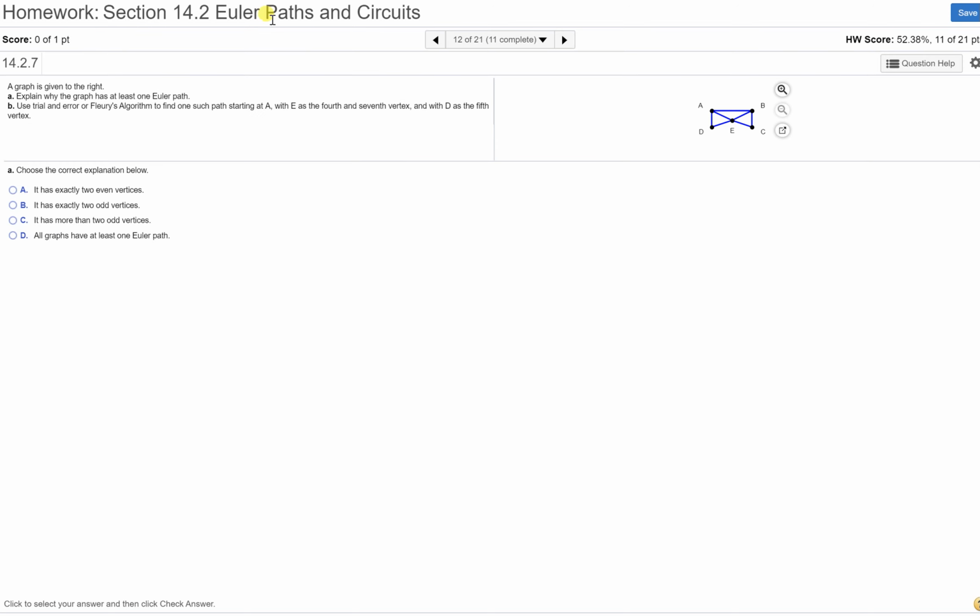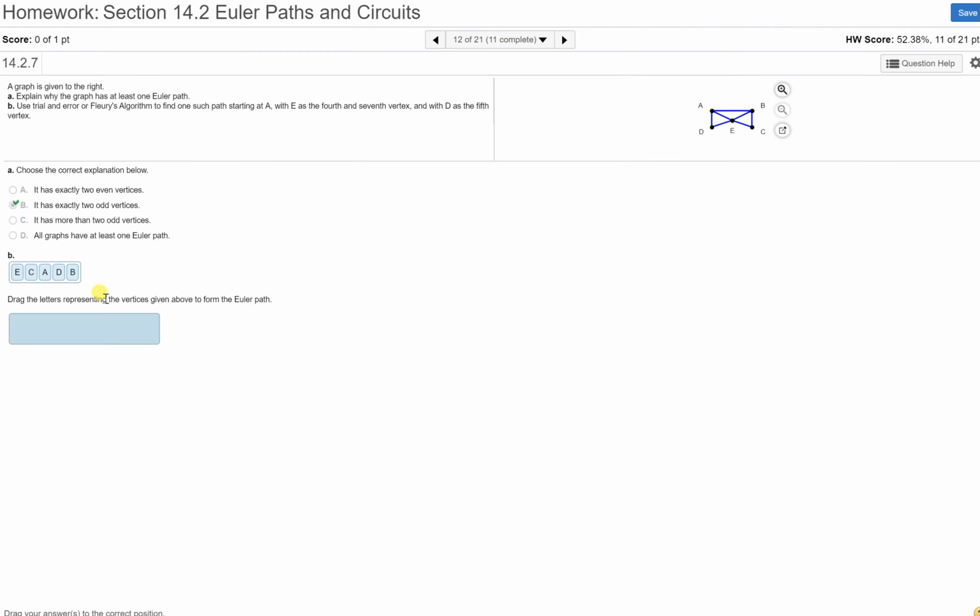Let's see this one here. A graph is given to the right. Explain why the graph has at least one Euler path. Well, let's see. A has 3, B is 3, that's 2 odds right there. E has 4, C is 2 and D is 2. Okay, so there's exactly 2 odds. So it has an Euler path, we know that.